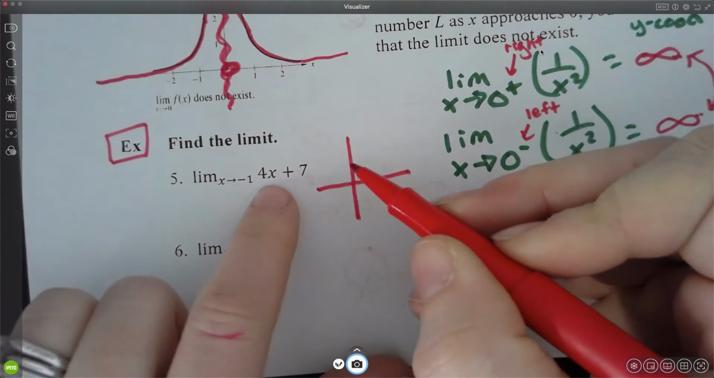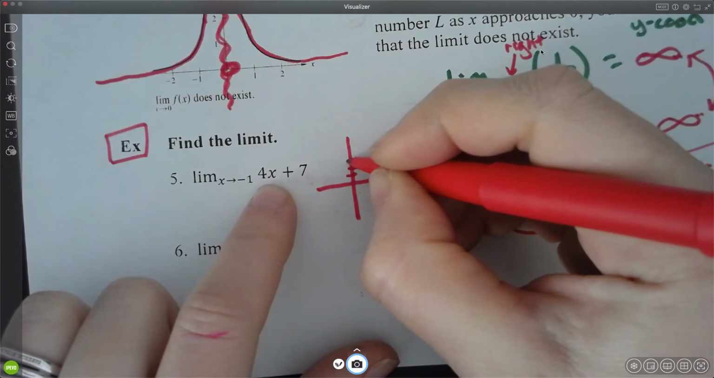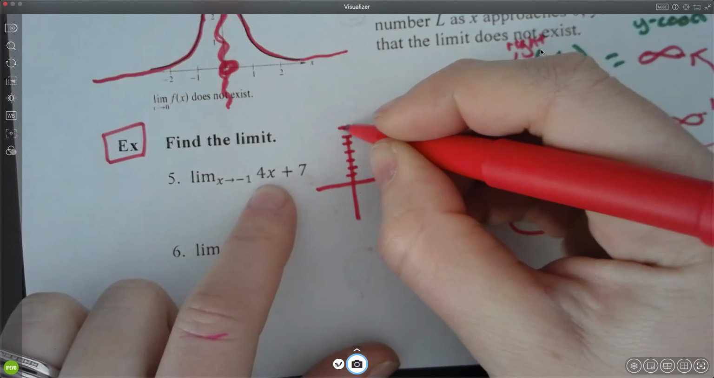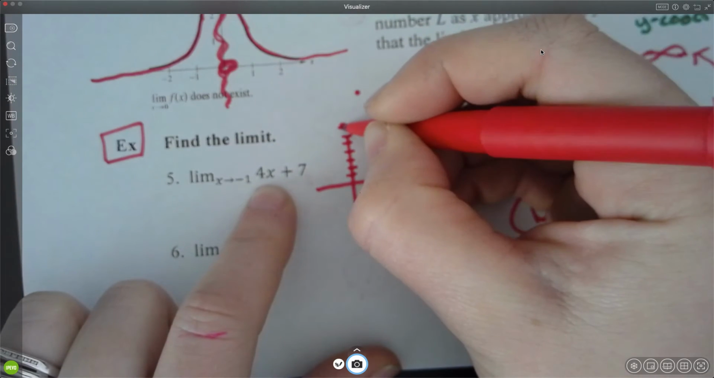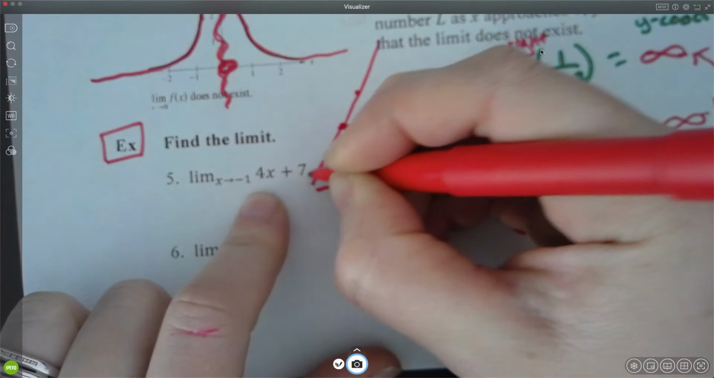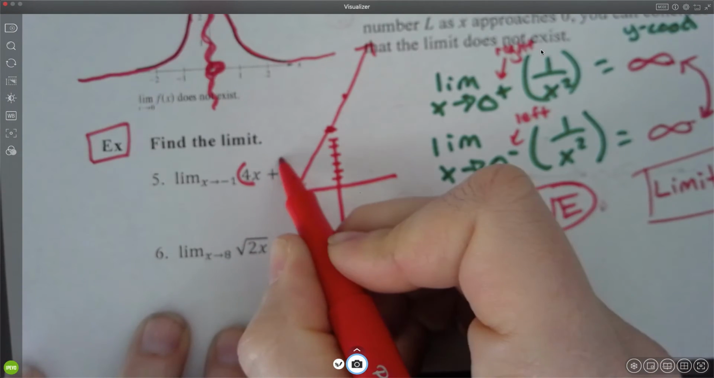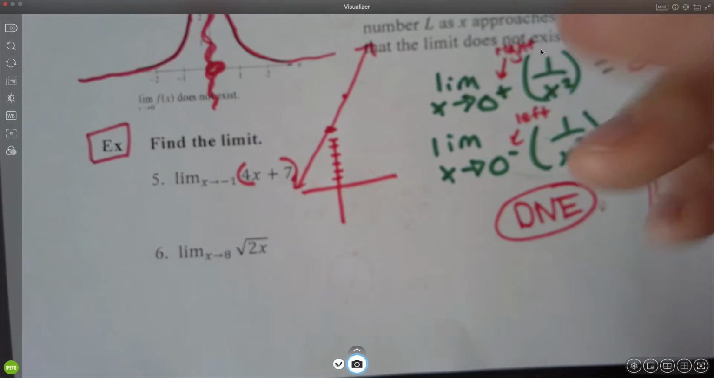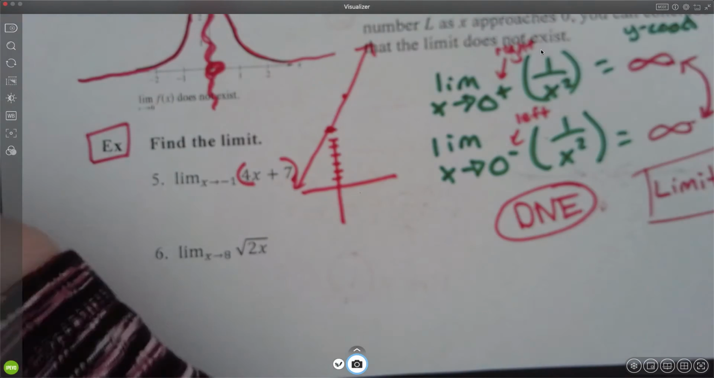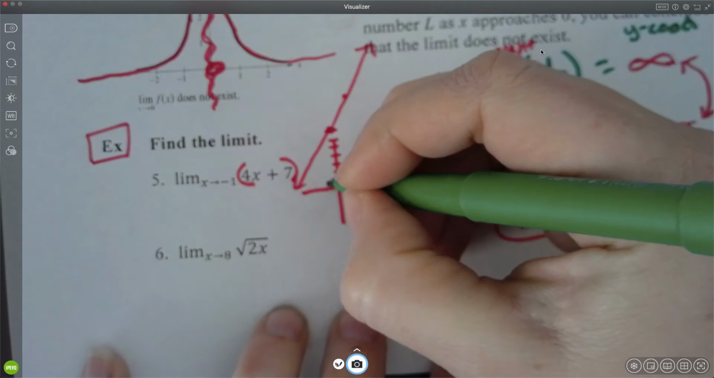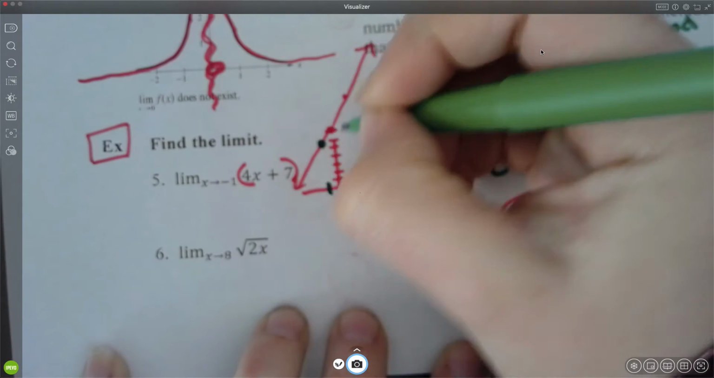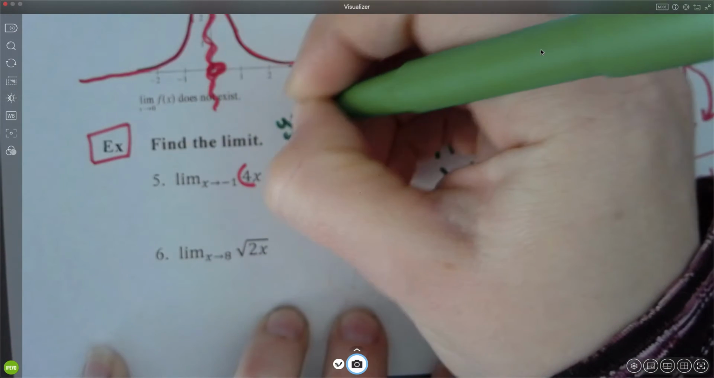4x plus 7 means I go up to 7, whatever, and then I go up 4 over 1, up 4 over 1, and this is what my thing is going to look like. Okay, it's some linear function is what this guy is right here. 4x plus 7 is that line, okay? And they want to know what's happening at negative 1. Okay, negative 1 is this guy right here. So basically, I want to find the y coordinate. What is y at negative 1?